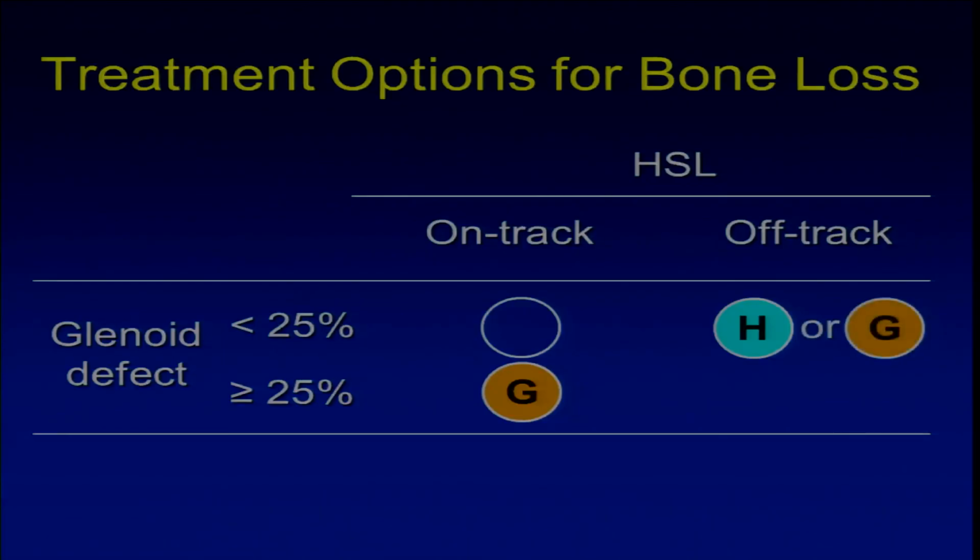Because if you do Latarjet, that will convert off-track Hill-Sachs lesion to on-track Hill-Sachs lesion. For the off-track Hill-Sachs lesion with a large glenoid defect, you always have to fix the glenoid first. And almost always, if you do Latarjet, that will convert off-track to on-track. So you don't have to worry about Hill-Sachs lesion anymore. But theoretically, after the Latarjet, if it's still off-track, then you add a remplissage.